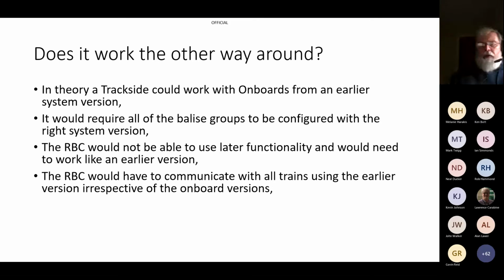So does it work the other way around? Well, in theory, yes. You can have a trackside which is working with onboards from an earlier system version. But in order to achieve that, all of the Balise groups need to be configured to be that earlier system version. So anything that's more useful in the language, anything that's from that later version, you can't implement through the Balise groups. And similarly, the RBC would also need to work as if it was an earlier version. Any modern functionality would have to be ignored, and all the messages would have to be configured to that earlier version.